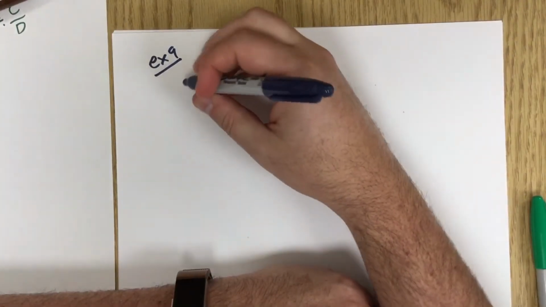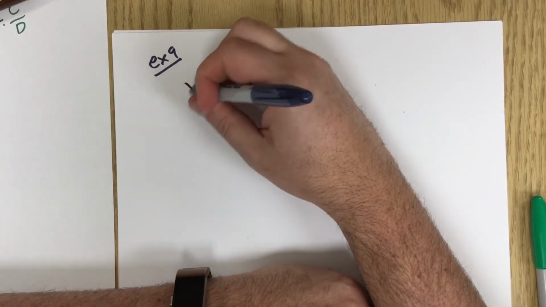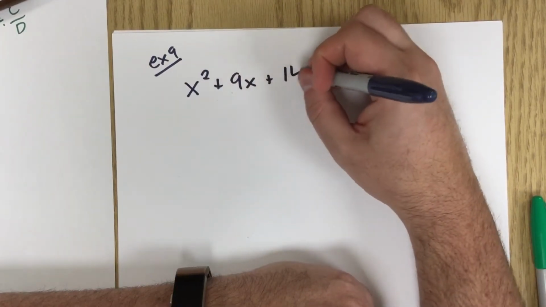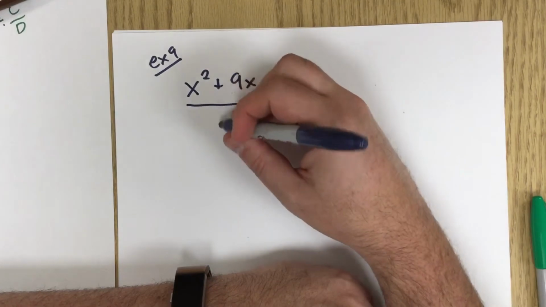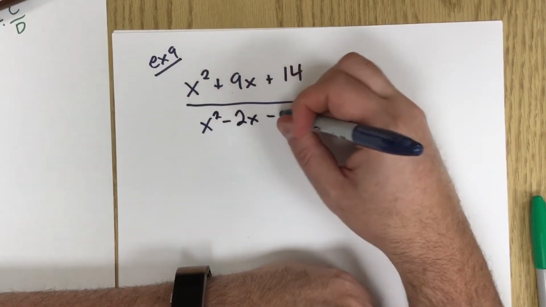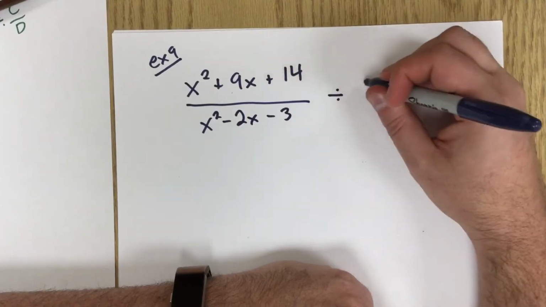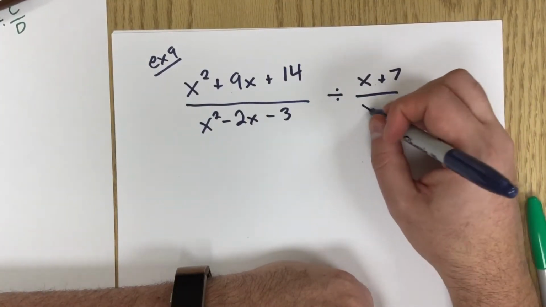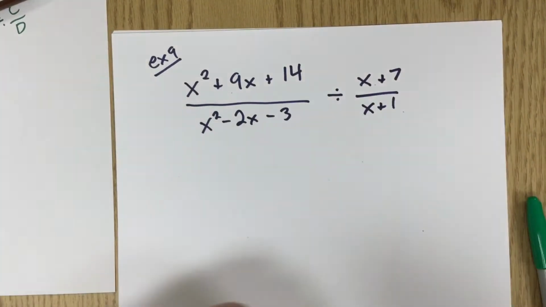Example 9. (x squared plus 9x plus 14) over (x squared minus 2x minus 3) divided by (x plus 7) times (x plus 1). There's nothing new here. If you want to pause it and try it yourself, you definitely can.